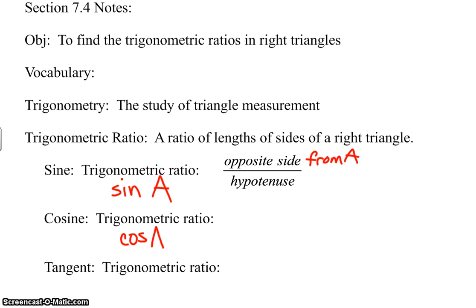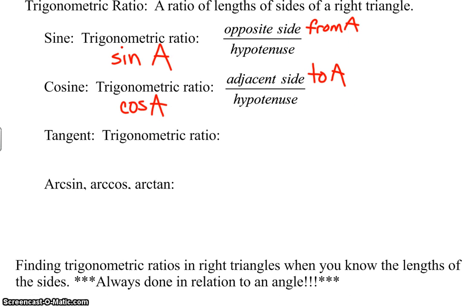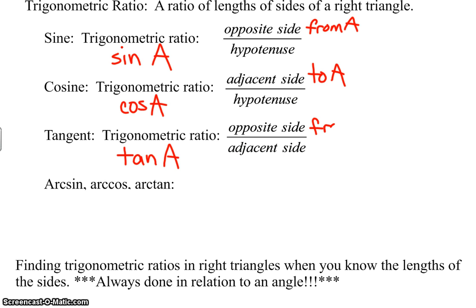So again, if I'm referring to angle A, cos A or cosine of A is the adjacent side to angle A over the hypotenuse. The third ratio is called the tangent, and again abbreviated with three letters. So it would be tan and then the angle, which in our case is A, and the tangent ratio is the opposite side from A to the adjacent side to A. So again, everything is with respect to a given angle.